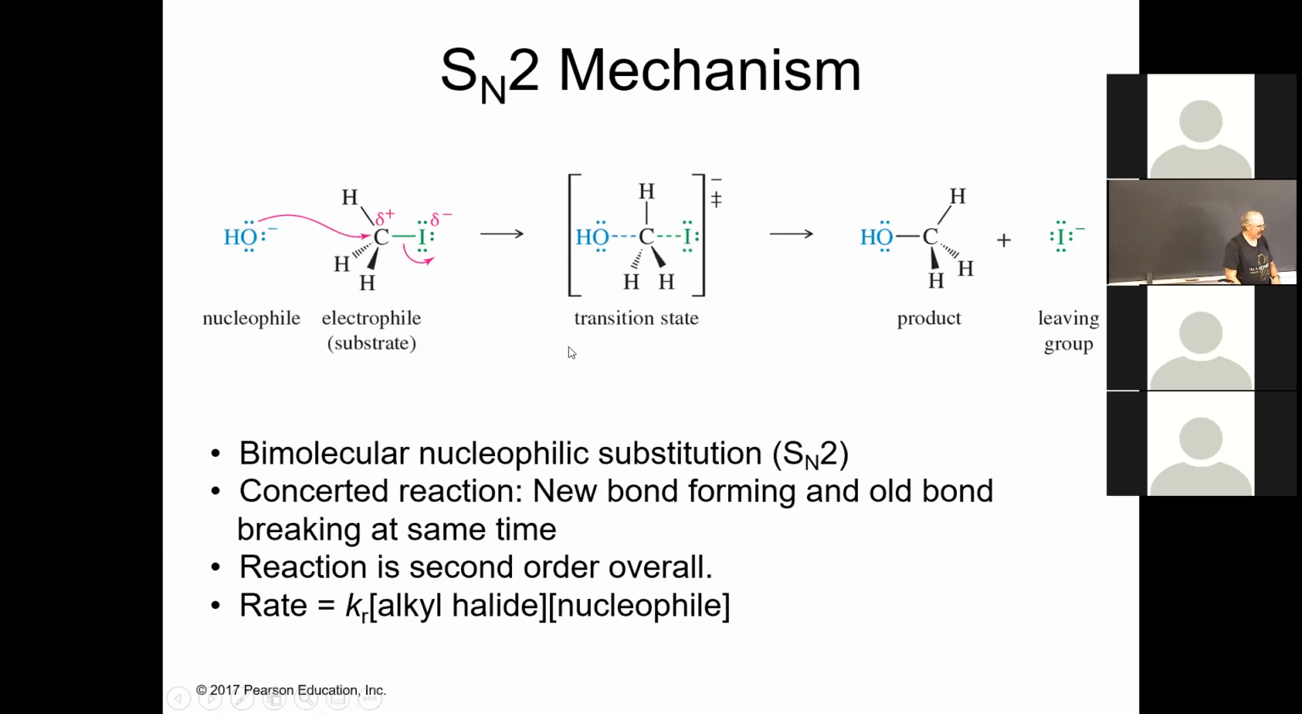It turns out that not only is this bimolecular, and because it's bimolecular, it is also a second order kinetic reaction. So the rate law depends both on the nucleophile and the substrate concentration. It's first order in both of those, second order overall. And this is what's generally called a concerted reaction, where bonds are forming and breaking at the same time.